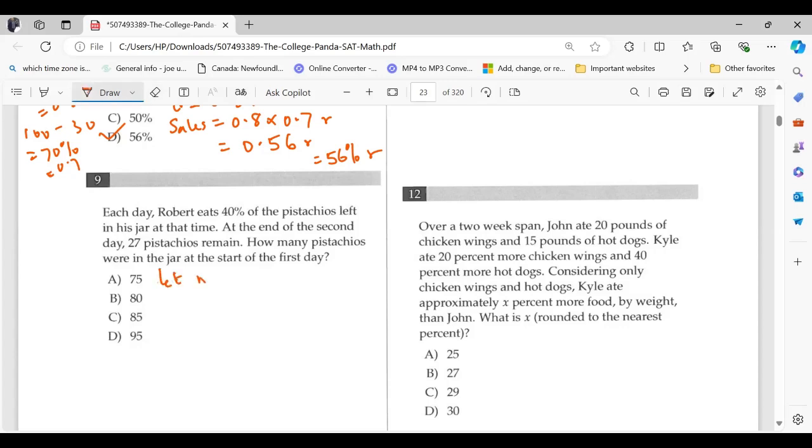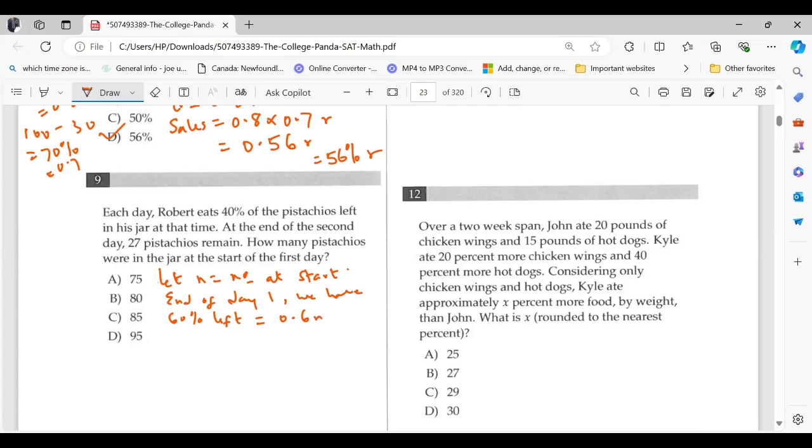Let n equal the number of potatoes at the start. Okay, so at the end of day 1, we have, you say at 40%, so 60% left. We have 60% left, which is going to give us 0.6n.